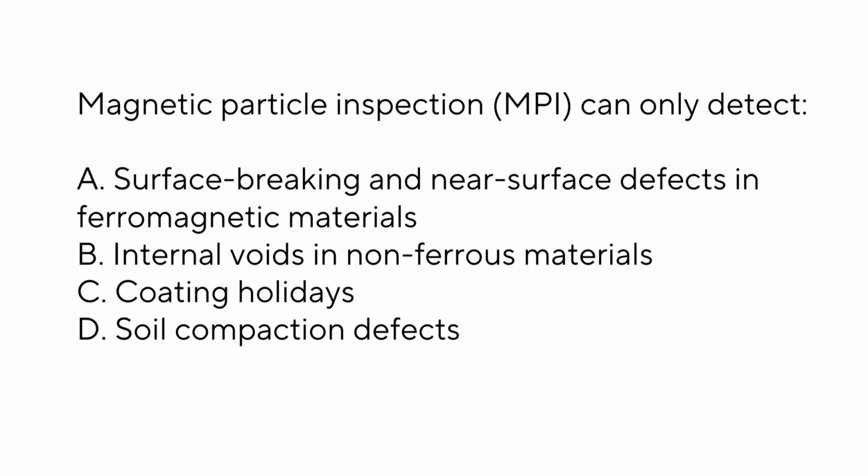Magnetic particle inspection, MPI, can only detect: A. Surface-breaking and near-surface defects in ferromagnetic materials, B. Internal voids in non-ferrous materials, C. Coating holidays, D. Soil compaction defects. Answer: A. Surface-breaking and near-surface defects in ferromagnetic materials.